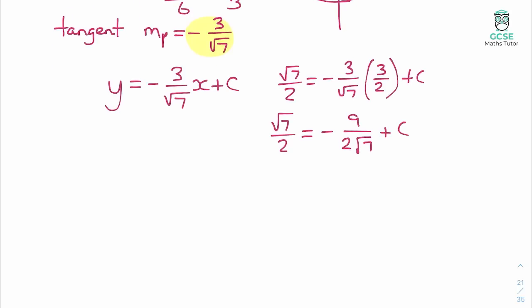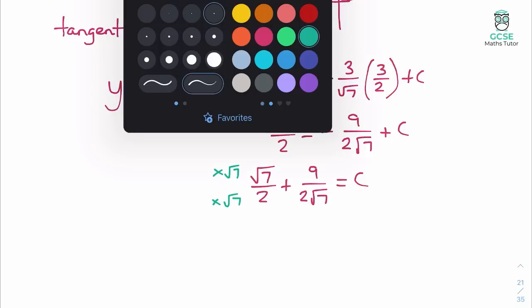So to find the value of c, I need to add 9 over 2 root 7 onto the root 7 over 2. So root 7 over 2 add 9 over 2 root 7 is going to equal c. Okay, so I've just got to work that out. It's not actually too bad. I've just got to multiply the left fraction, top and bottom, by root 7. That's going to give me a common denominator of 2 root 7. So if we do that, let's have a look.